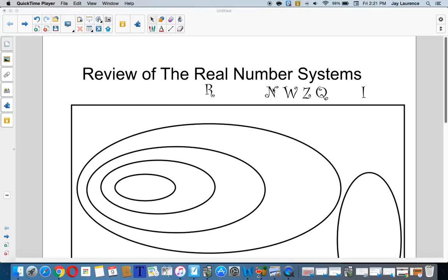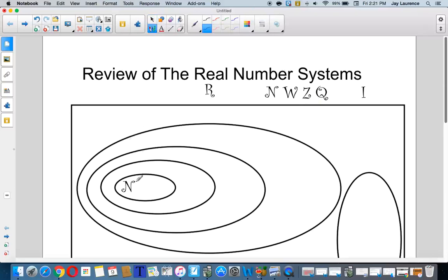So really quick, we're going to talk about what N stands for. N was the natural numbers, right? And how do the natural numbers begin? Well, the natural numbers begin with 1, 2, 3, and they go on forever. So I might write that basic definition there. There are no decimals, no fractions.